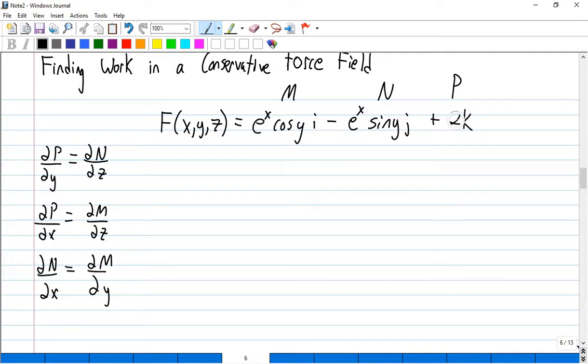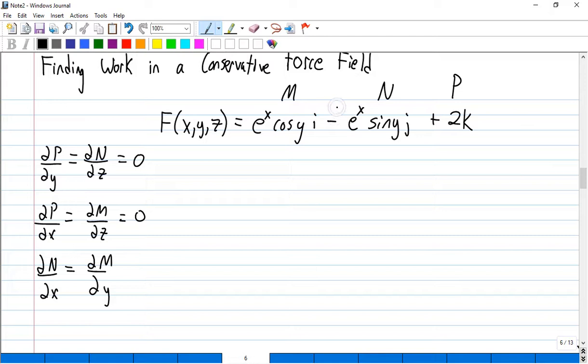The partial derivative of P is 0 with respect to anything but Y. The partial derivative of N with respect to Z. You see any Z terms? I don't, so it's 0. Partial derivative of P with respect to X is 0. Partial derivative of M with respect to Z. Do you see any Z terms? Nope. 0.